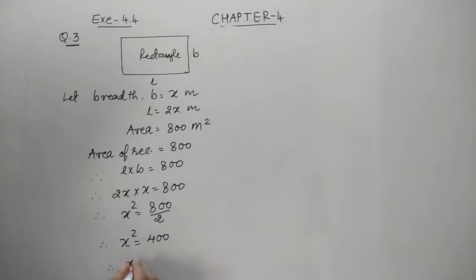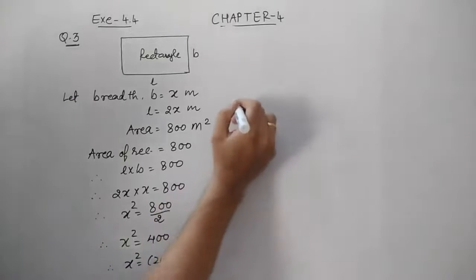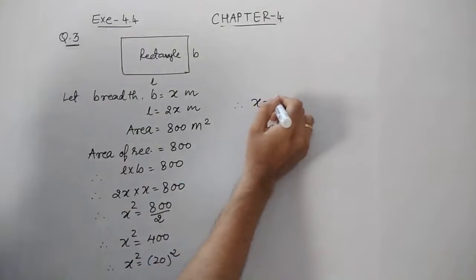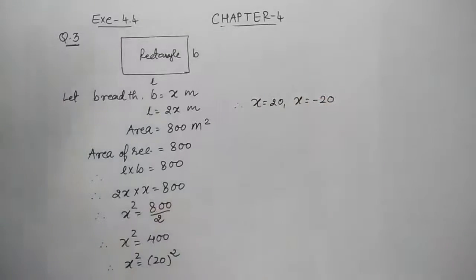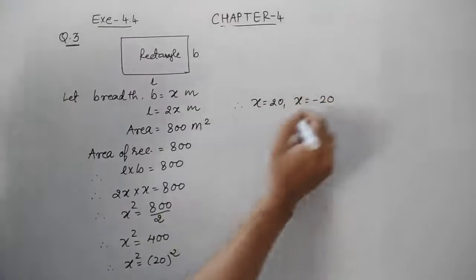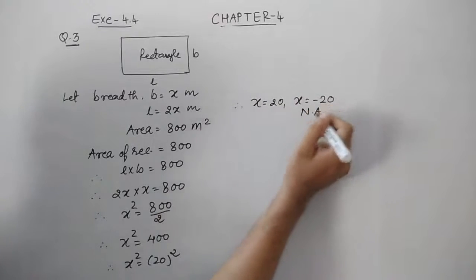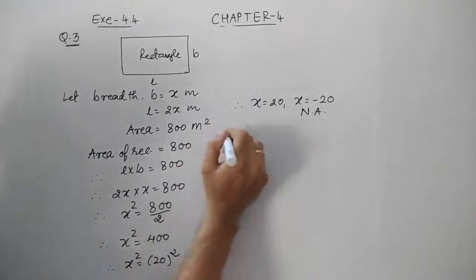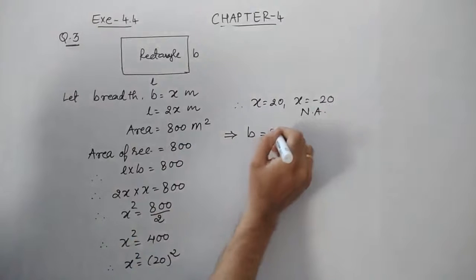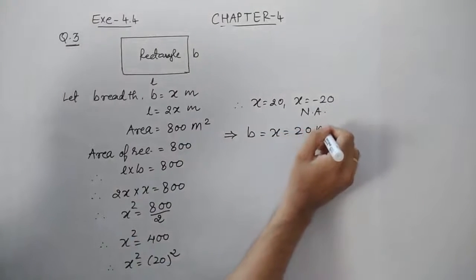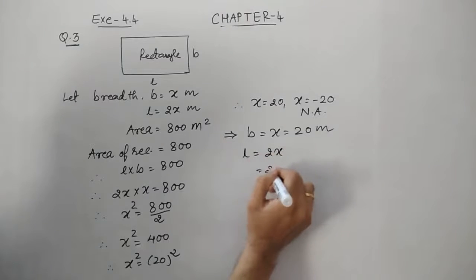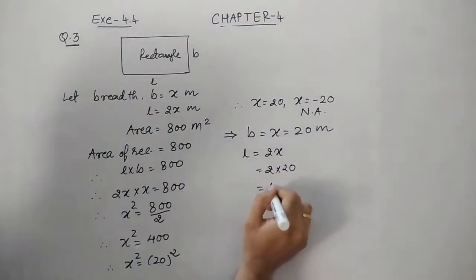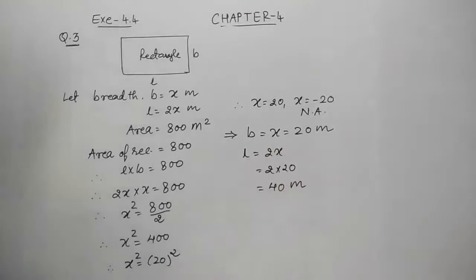400 is a square of a number, that is of 20. So there are two possible values of x. So we can say x is 20 or x is minus 20. As we discussed, the length can never be negative, so this does not exist. It is not applicable. So we'll get the value of breadth, that is x, so it is 20 meter. And length, that is twice of breadth, so 2 into 20, that is 40 meter, which we had to find out.